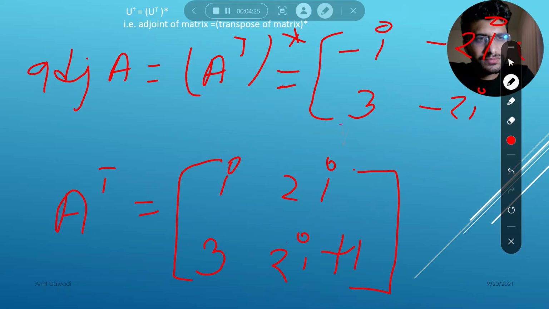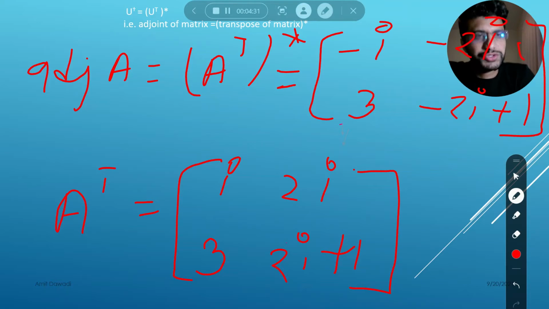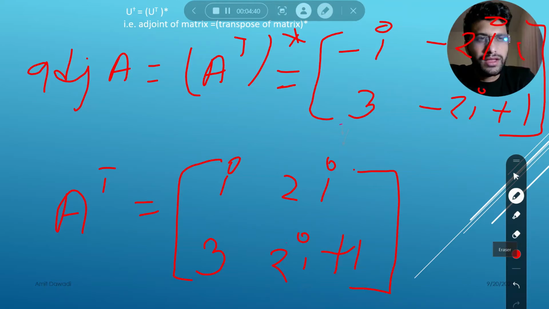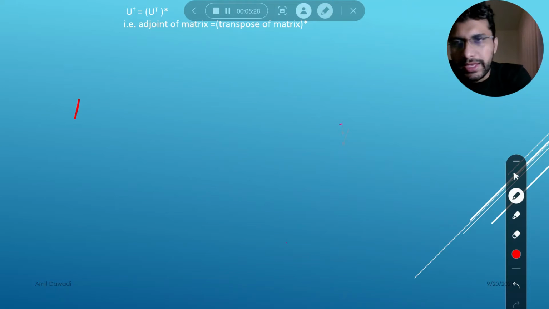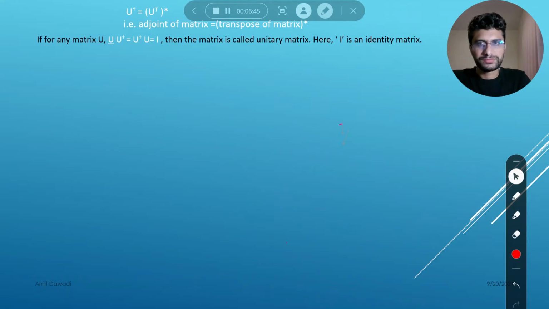And plus 1 is real, no need to change that sign. This new matrix is the adjoint of the matrix A. This is the way to write the adjoint of a matrix. If we write A, then its adjoint is written as A dagger. We pronounce it as A dagger. If U is a matrix, U dagger is its adjoint.